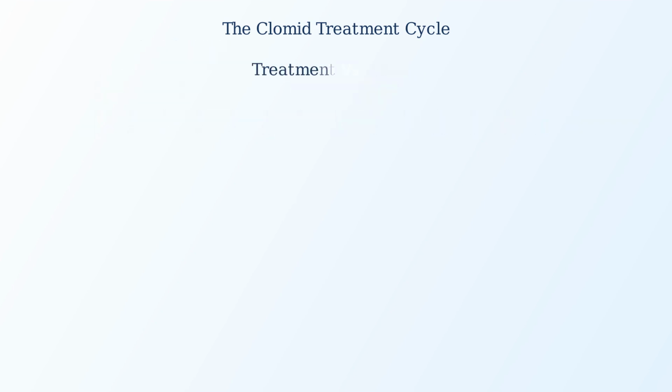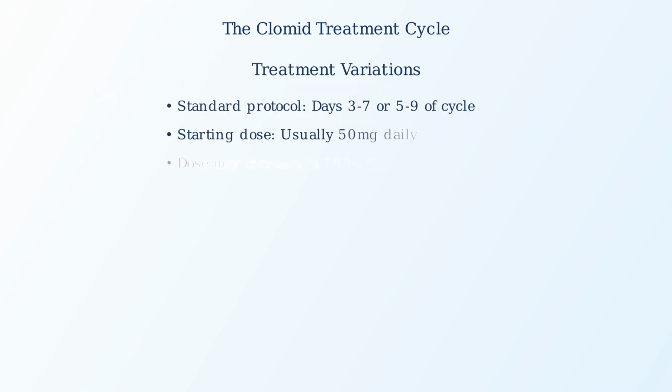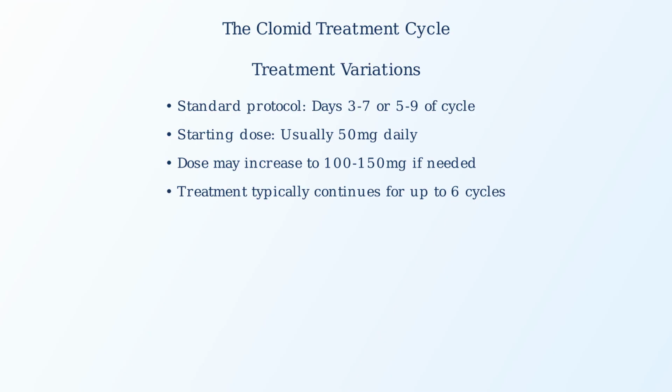There are variations in Clomid treatment protocols. While days 3 to 7 is common, some doctors may prescribe it for days 5 through 9 instead. The typical starting dose is 50 milligrams daily, but this can be increased to 100 or 150 milligrams if needed. Treatment may continue for up to 6 cycles.